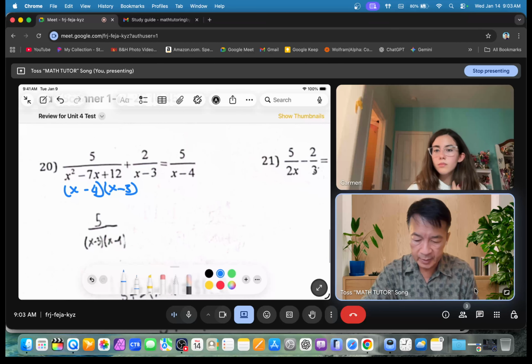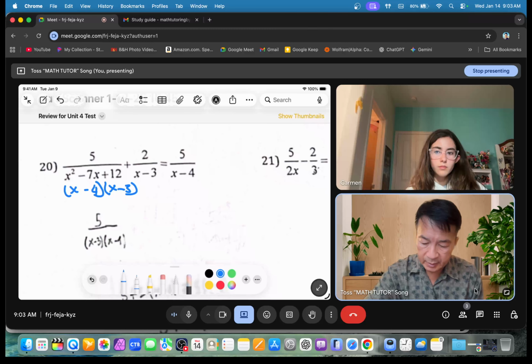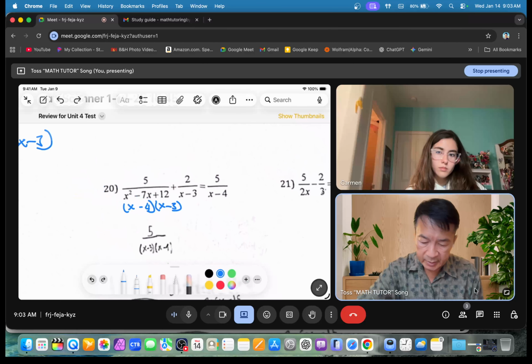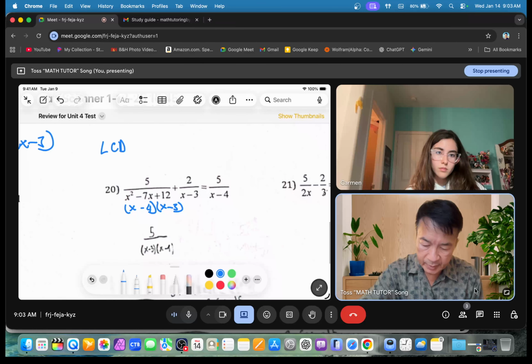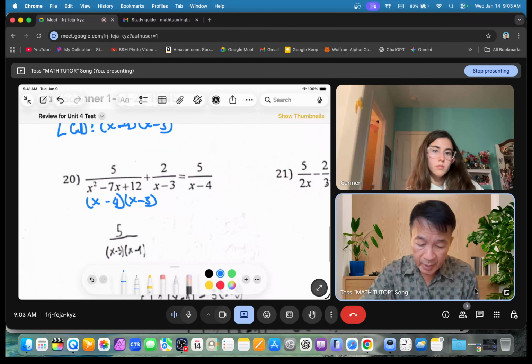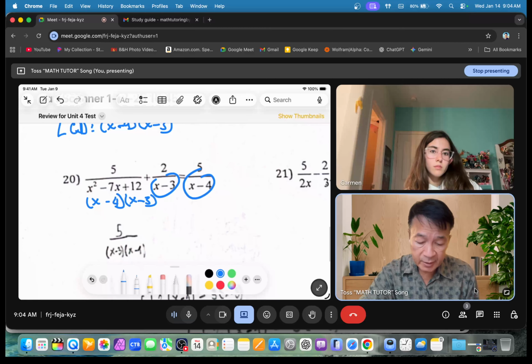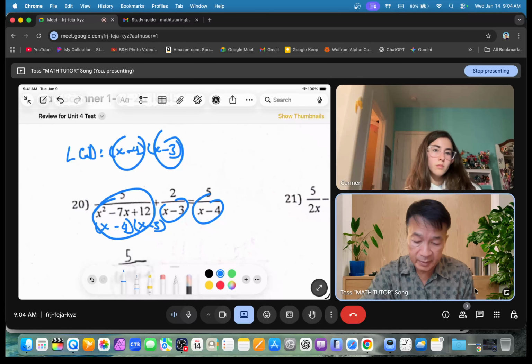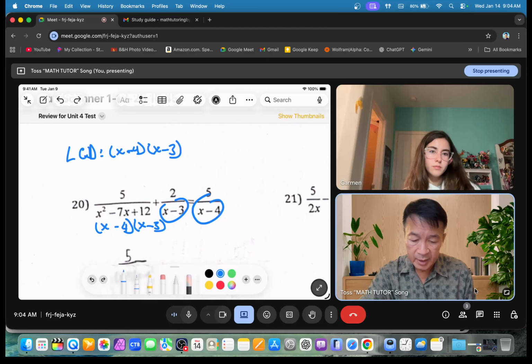Now the LCD. Let me look at this carefully. If you look at the LCD for this equation, you want to establish it. So let me go ahead and write it up here. The LCD for this equation will be x minus 4, x minus 3, and that's it. How do I know? Because the denominator of each fraction has these factors. That means the LCD of the whole equation is this here.